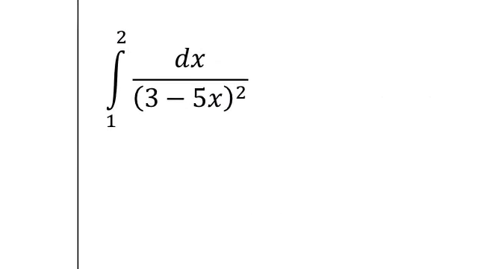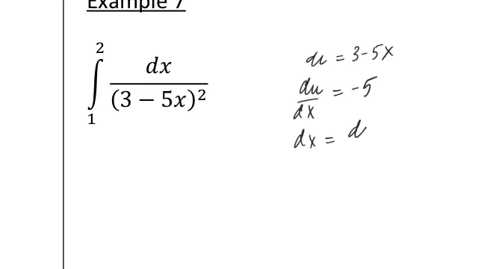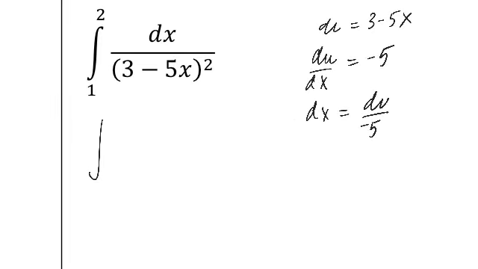Okay, example 7, same type of idea. So we're going to practice changing those limits. u is the inside function. du dx is negative 5. dx is du over negative 5. Coming back here, don't put the limits on, but we can do all the other stuff. I have u squared on the bottom. And dx is du divided by negative 5.